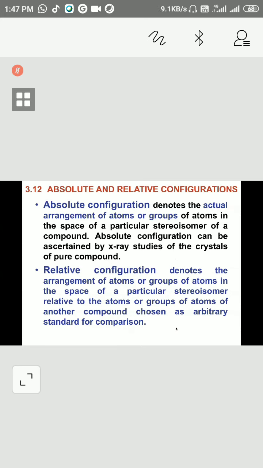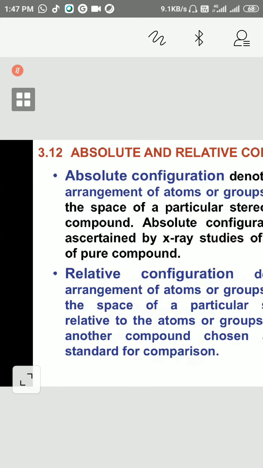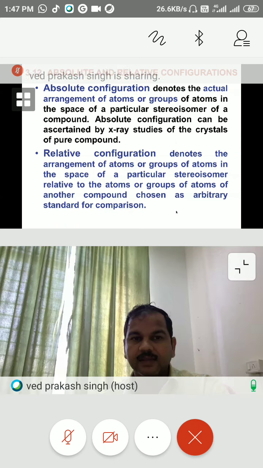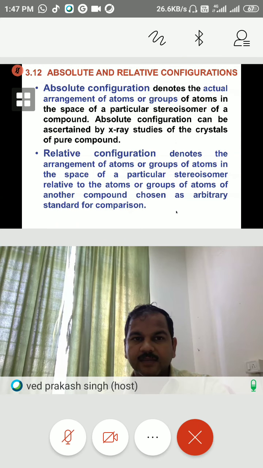Again, we will discuss tomorrow. Okay, I think class is over today. Again, at the same time we will start tomorrow from here: absolute and relative configuration.